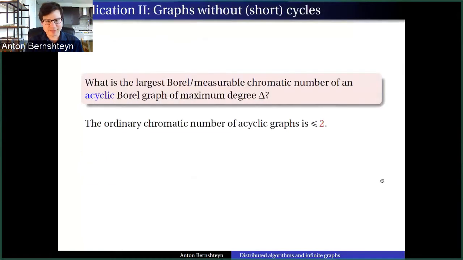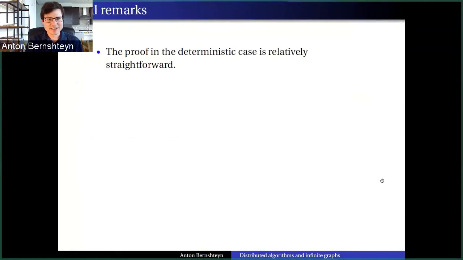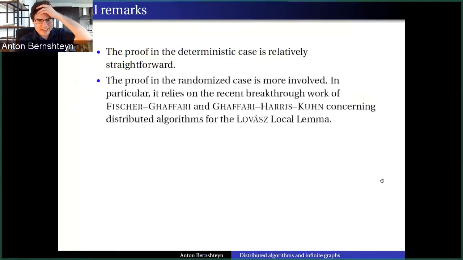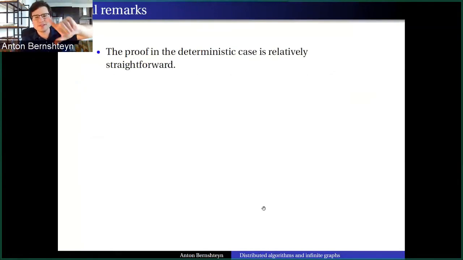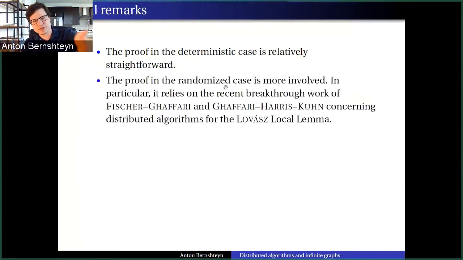All right, maybe I'll skip this application. Just a few final remarks. There are two things to prove in that big theorem. Something about deterministic algorithms turning into Borel colorings, which is reasonably straightforward, and randomized algorithms turning into measurable colorings, which is actually somewhat complicated.